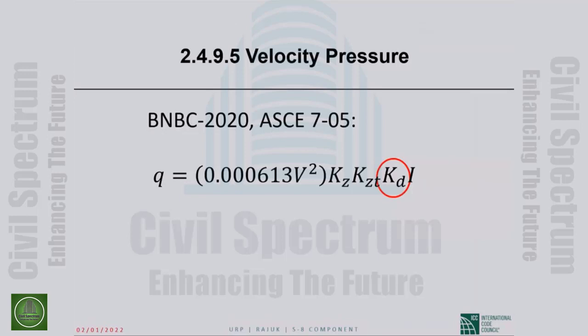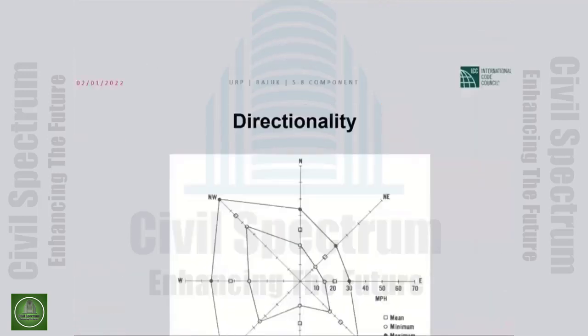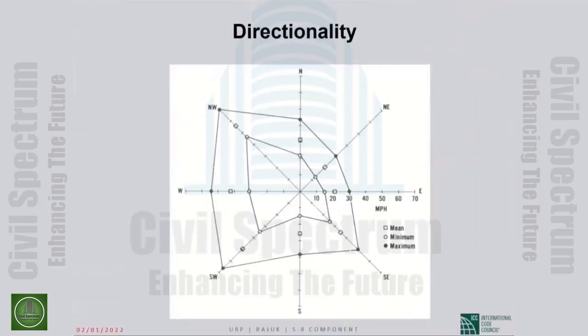K sub d, I discussed with you yesterday. K sub d deals with the fact that at any location, if you keep records for a good length of time, you will see that there are predominant wind directions. At whatever locations, they say the northwest wind and the southwest wind are both very strong. Any other direction, wind is weaker.